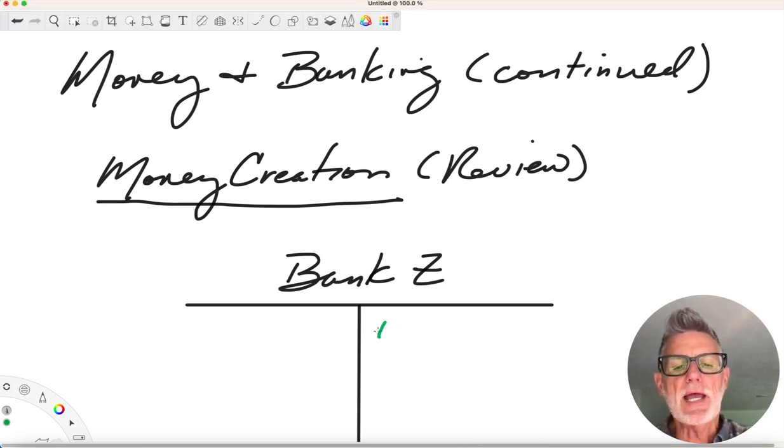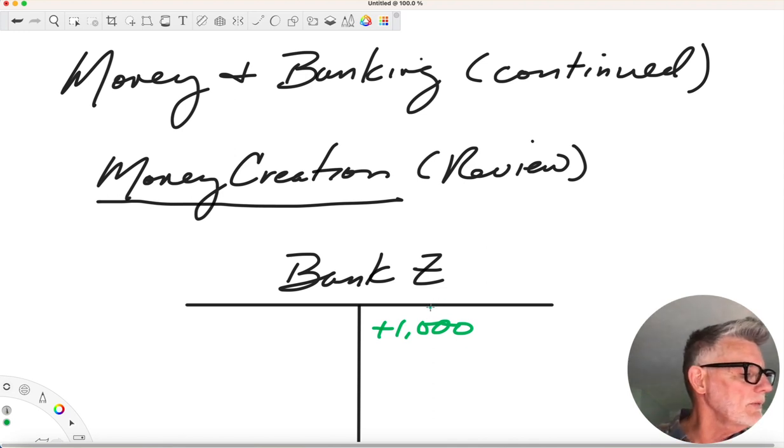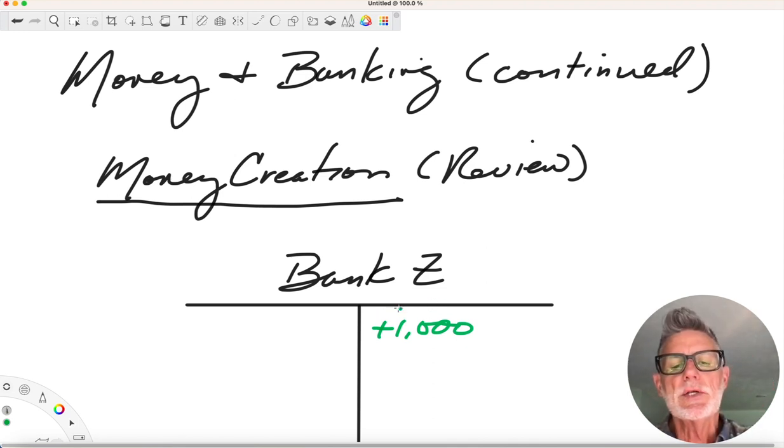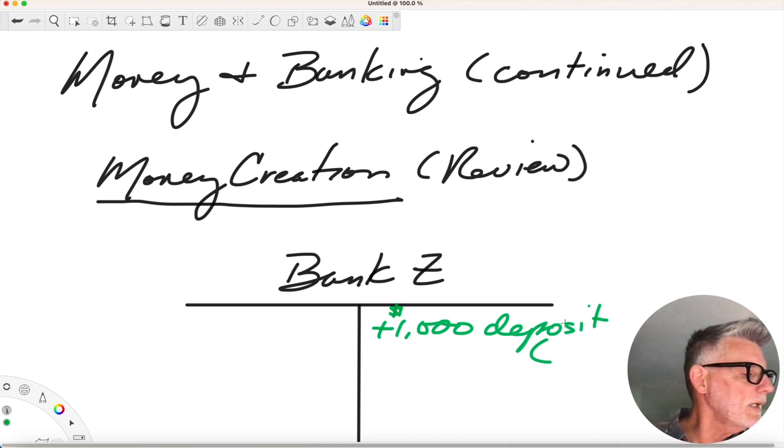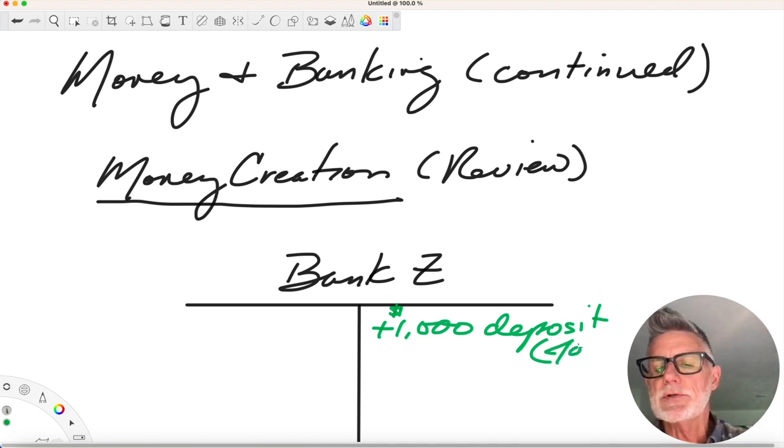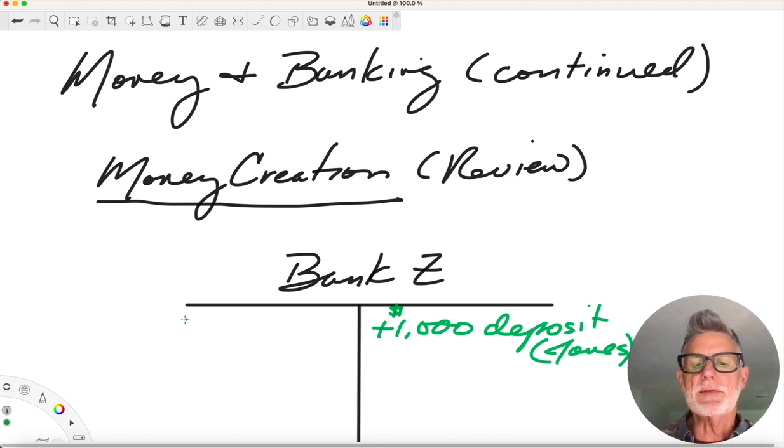Let's suppose that Smith makes a, is it Smith? Nope, last time we said Jones. So let's say Jones makes a deposit of $1,000. Now I'm going to use the same names and numbers that I used in the book. So Jones makes a deposit of $1,000. That's a liability to Bank Z. Bank Z now has $1,000 in reserves.